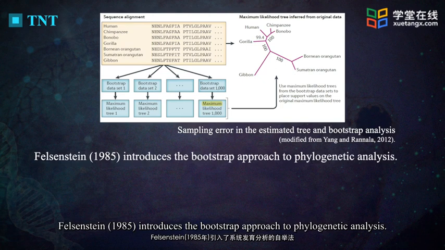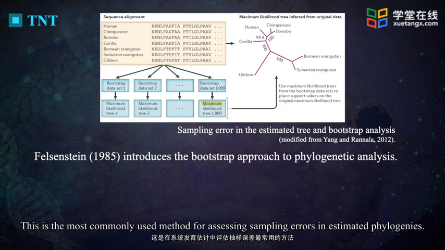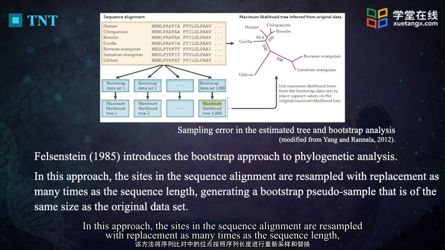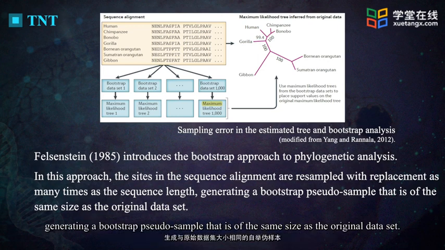Felsenstein, 1985, introduced the bootstrapping approach to phylogenetic analysis. This is the most commonly used method for assessing sampling errors in estimated phylogenies. In this approach, the sites in the sequence alignment are resampled with replacement as many times as the sequence length, generating a bootstrap pseudo-sample that is of the same size as the original data set.